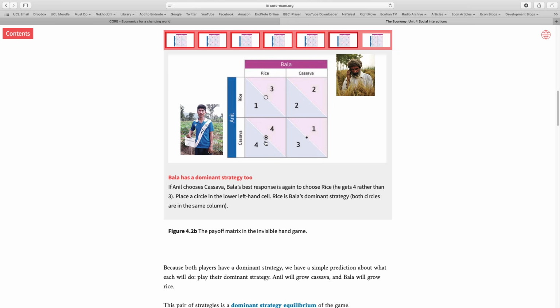Now, at the end, let me just leave you with a question to think about. Why do you think we call this game the Invisible Hand game?